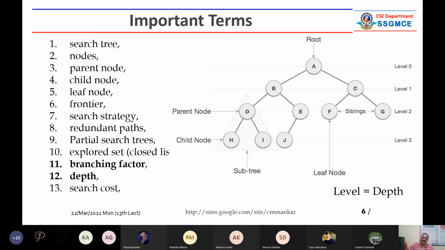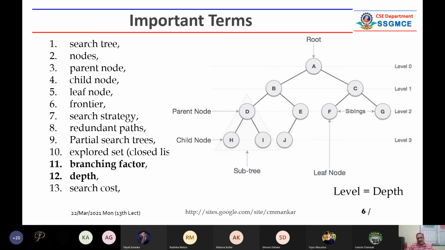Now there is one term, that is frontier. So frontier means what? Suppose you are on the root, A, on level 0. From A you can reach B and C. So B and C are the frontier for A. D and E are the frontier for node B. Frontier मतलब जो नोड पे आप खड़े हैं वहां से आप कहां तक जा सकते हैं.